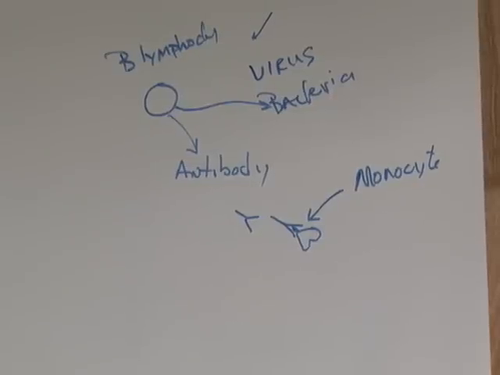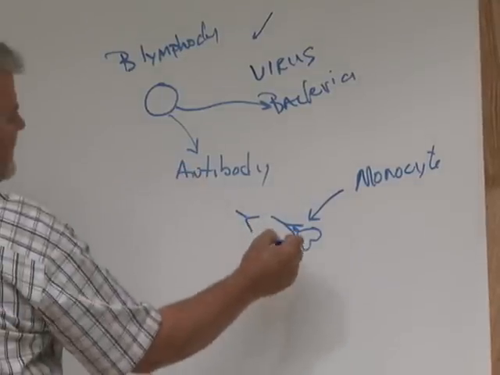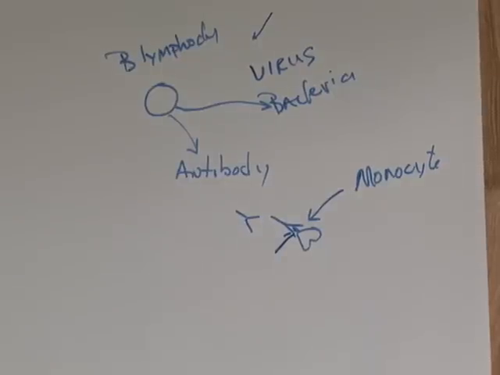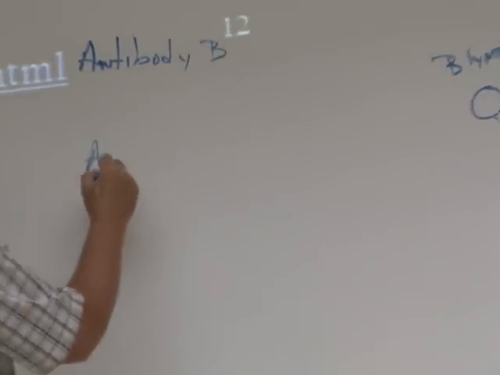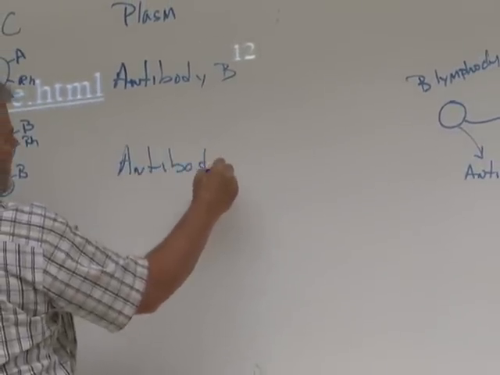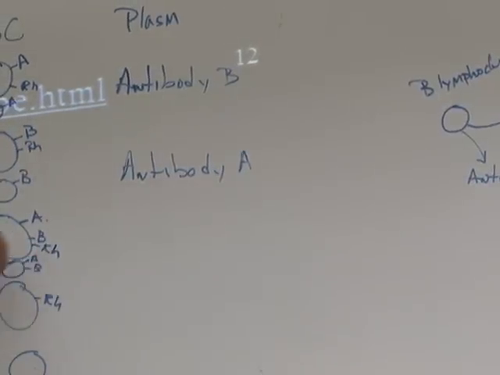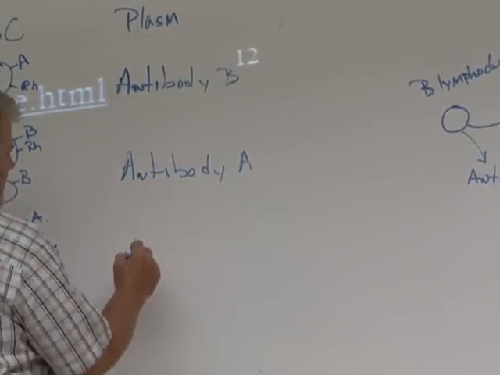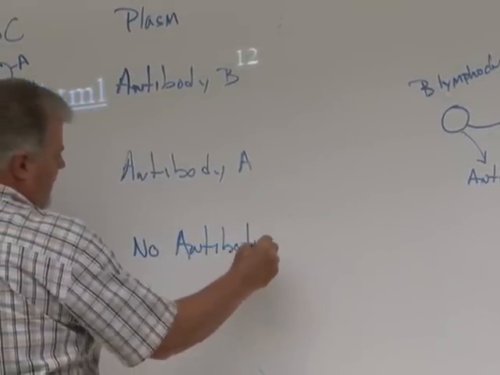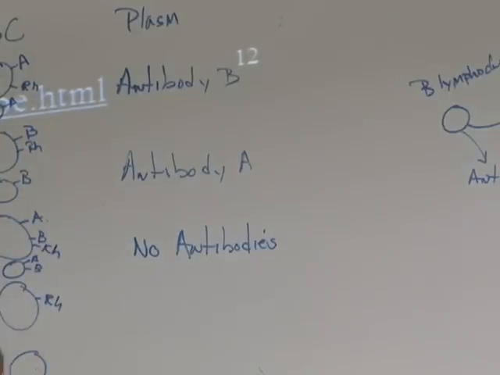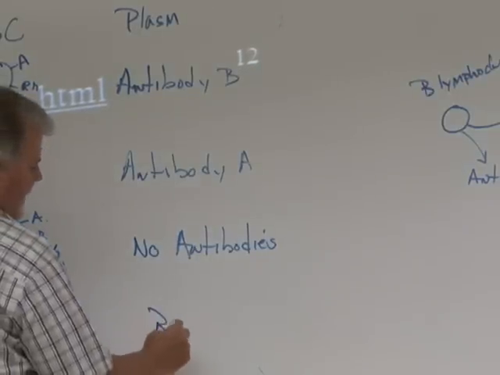All right, so anyway, you can't have the identifier and the antibody together. So somebody who has A can't have antibody A in their blood. So they have to have antibody B in their plasma. Somebody who has B-type blood can't have antibody B in their blood, so they have to have antibody A in their blood. Somebody who has AB blood can't have either. And somebody who doesn't have a cell identifier, it doesn't matter, so they have both antibodies.